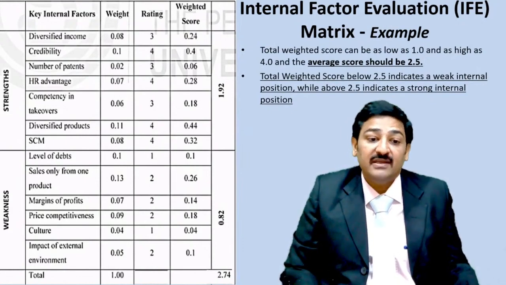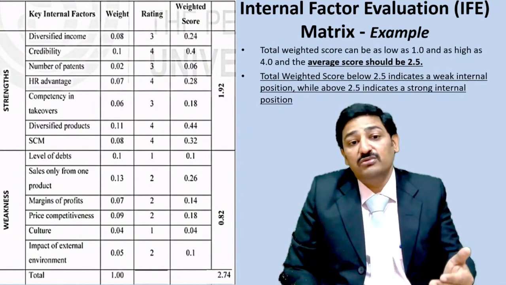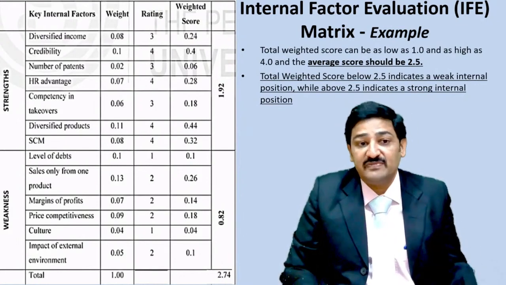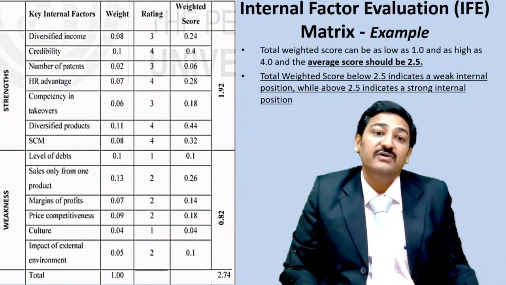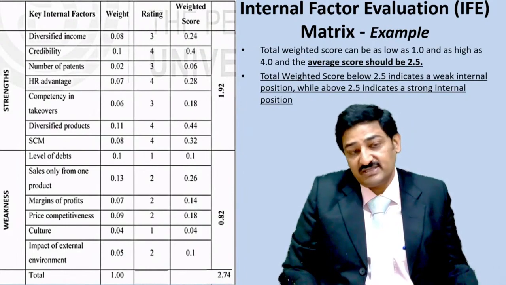But at the same time, you will also notice that a rating of 1 and 2 indicates weakness, but at the same time 3 and 4 are the strengths, that is minor or major strength of the firm with respect to the respective key internal factors.